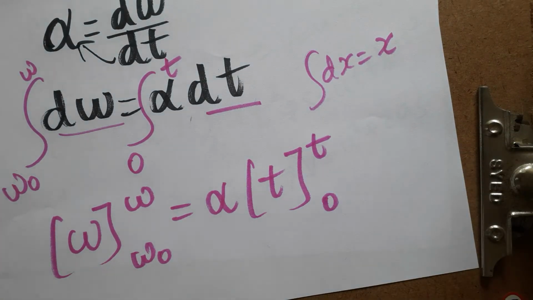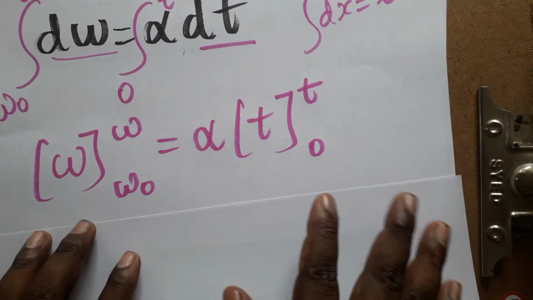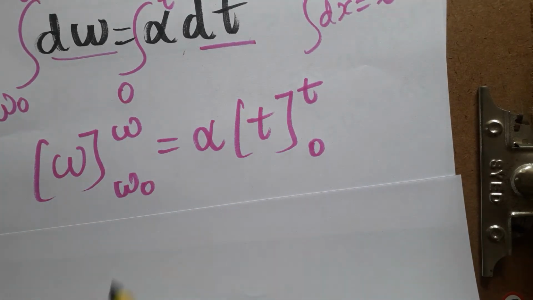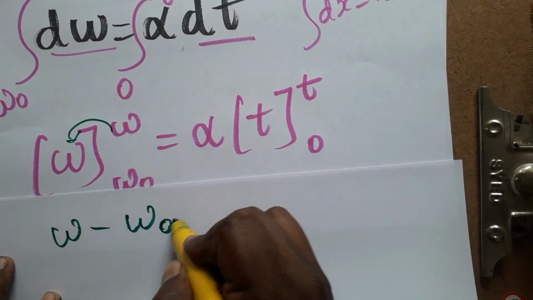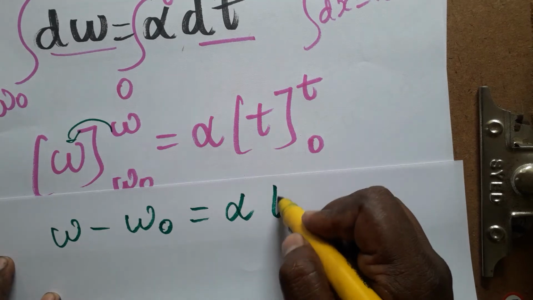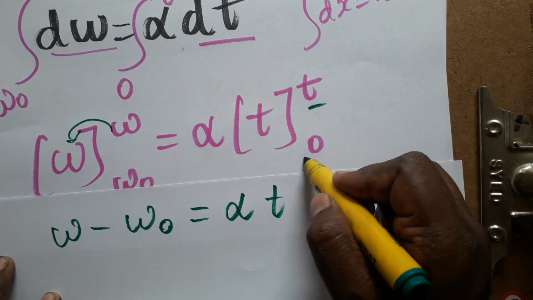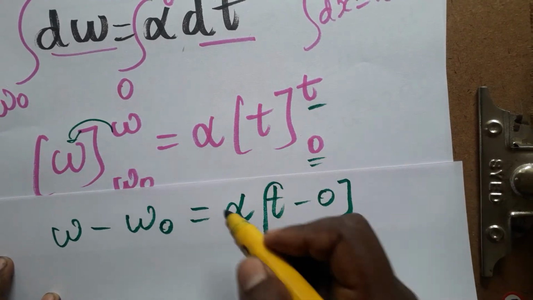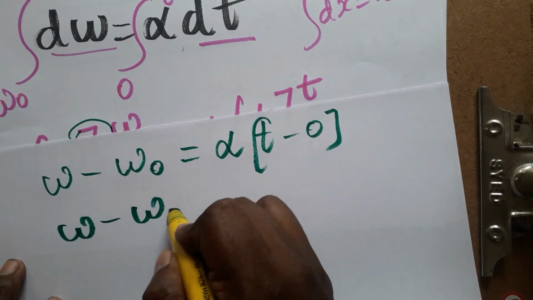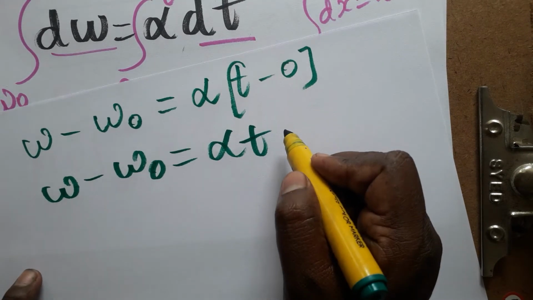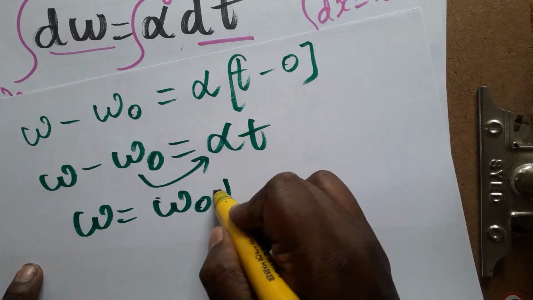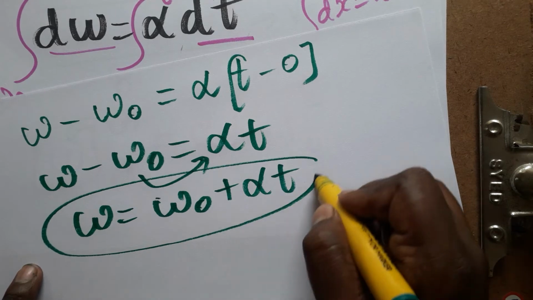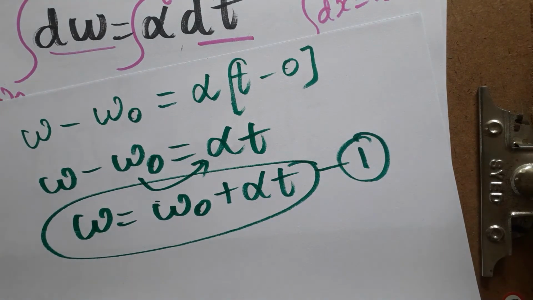Already in linear motion also you know that. Now we apply the limits: higher limit omega minus lower limit omega naught equals alpha times higher limit t, minus 0. So we get omega minus omega naught is equal to alpha t. Now omega naught you can take to this side: omega is equal to omega naught plus alpha t. So we got the first equation of motion, equation number 1.